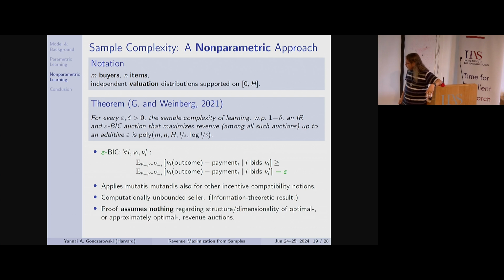The third point, and this is getting to what you asked about, is the proof assumes nothing regarding the structure or dimensionality of optimal or even approximately optimal auctions.